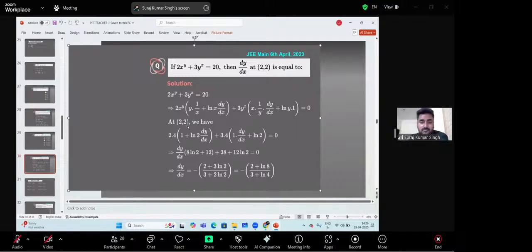So now at (2, 2) they were asking. We will put the value of x as 2 and y as 2, and we can get the value of dy by dx. So we can realize that if the students are doing it a little bit carefully in the classroom, and they are watching the question level, they can easily qualify the JEE Mains examination. At least Mains they can qualify.